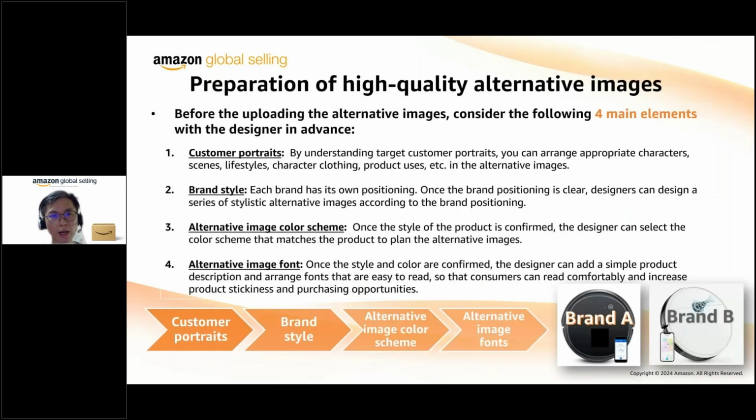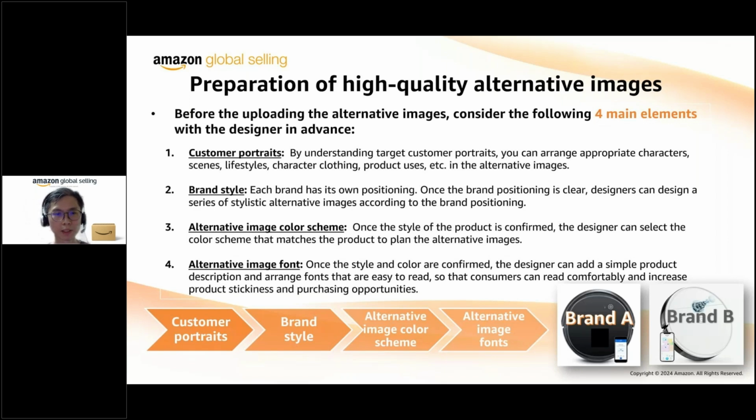Some suggestions we have regarding creating alternate images: you can consider the following 4 points when creating your alternate images for your listings. What kind of customer portrait, the brand style you're trying to position, the color scheme, and also the image font that you're going to use. Of course, if you're just starting out, you don't have to go too deep. You can create something more basic first before optimizing it further. But at the very least, you should have your own alternate images at the start.